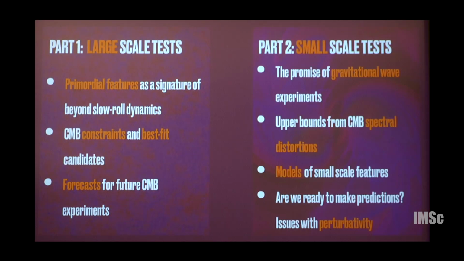Then I will move on to small-scale tests. The small scales are a little bit more of an uncharted territory, and in particular I will talk about gravitational waves: how to test inflation with gravitational waves at small scales. So I'm not talking about gravitational waves at large scales that can be tested with the CMB. I will present some upper bounds from the CMB, but from CMB spectral distortions rather than anisotropies.